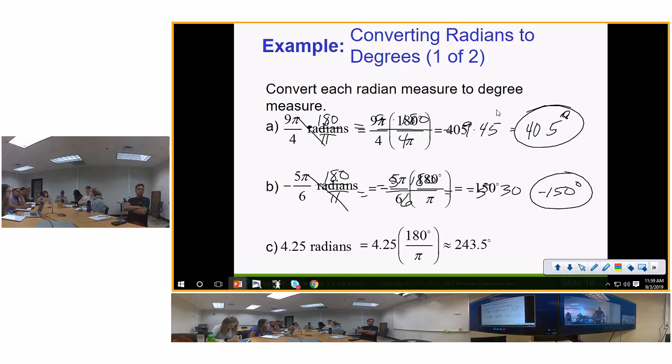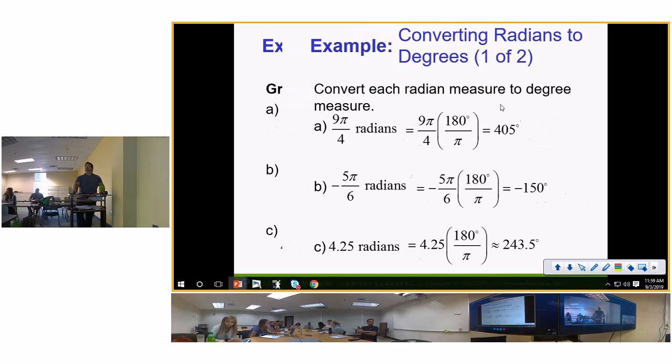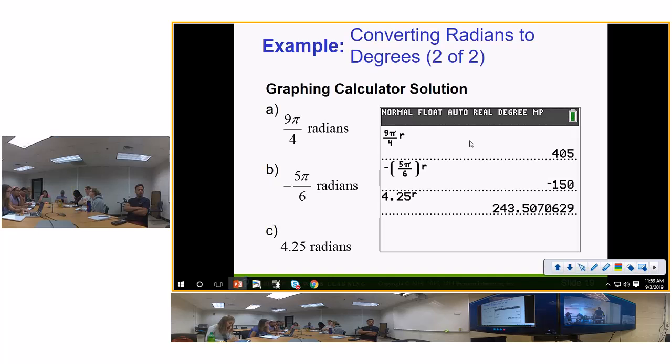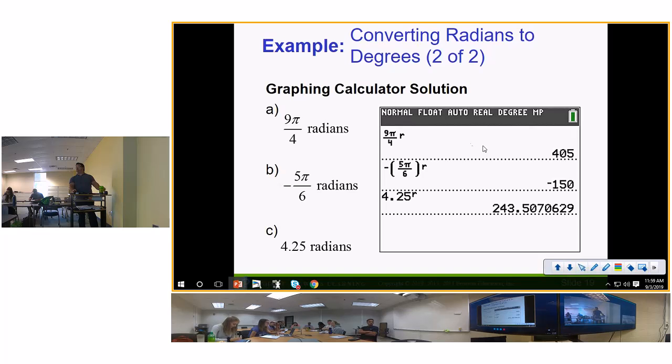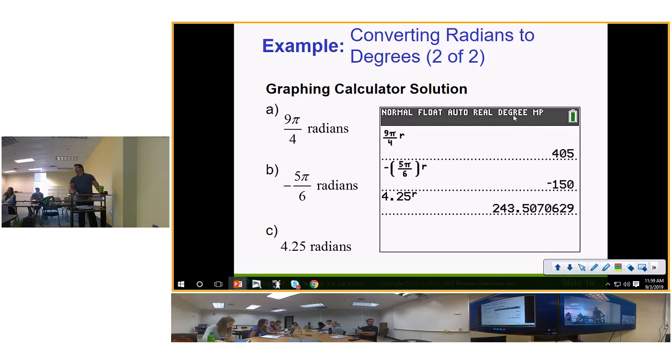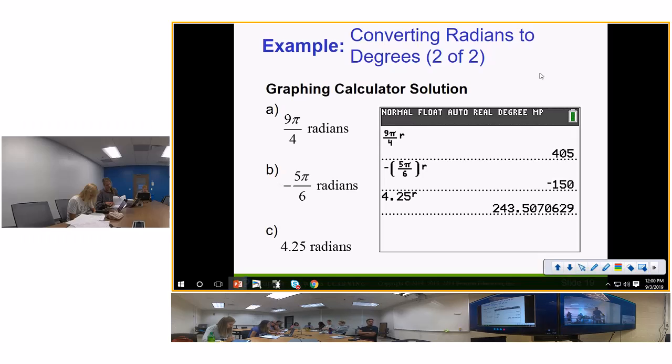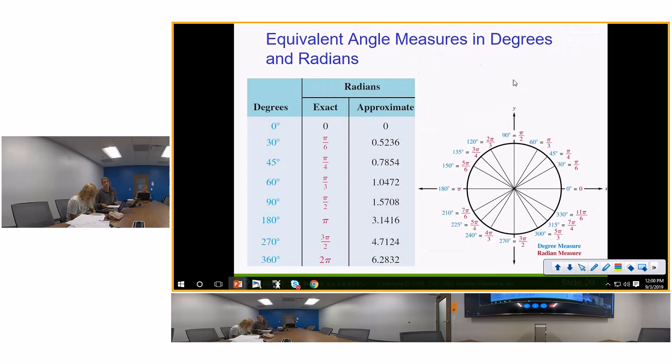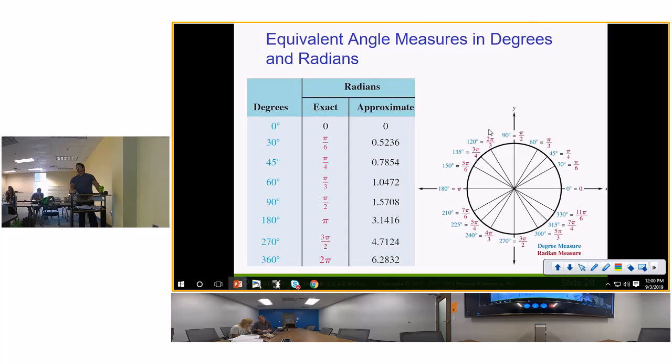Those are two more test questions, and they show you how to use the calculator there. Make sure that your calculator is in degree mode when you're going from radians to degrees. There she is. Now I'm going to show you how to learn it without using a calculator.